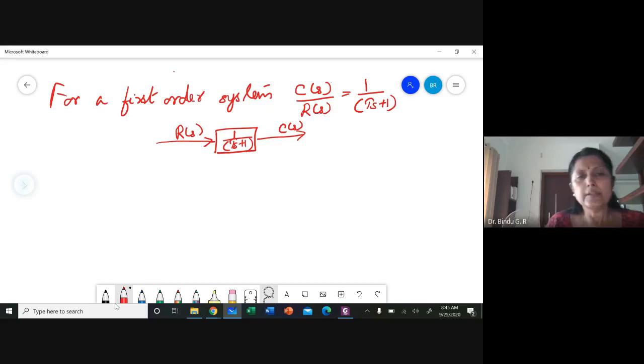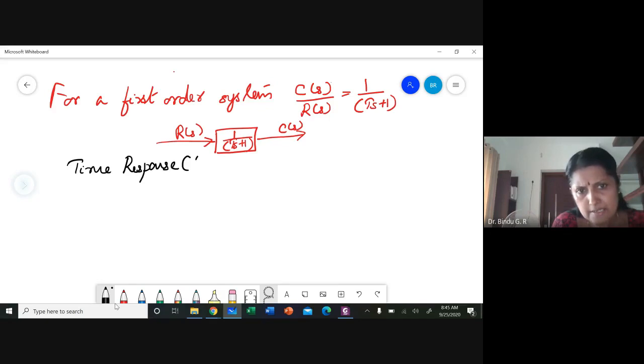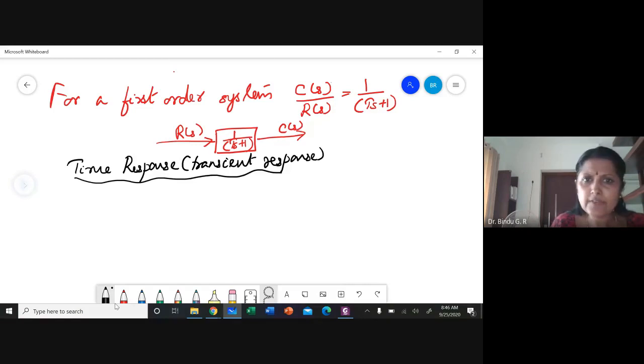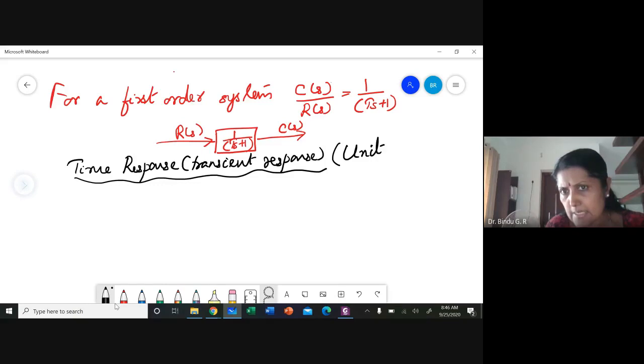Okay. The next thing that I want to find out, today we are discussing about the transient response of a system. So next we are going to consider the time response of a first order system. Time response, by which I mean transient response, of a first order system. Okay. In which case, I am thinking about a unit, very important, unit step response.